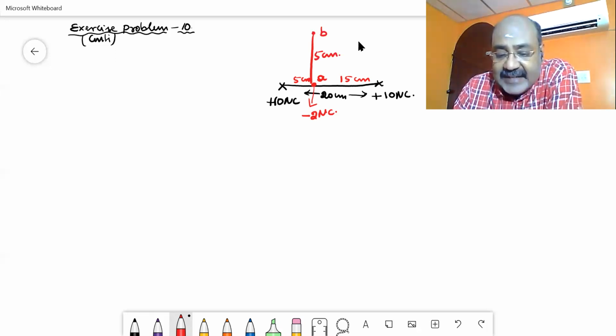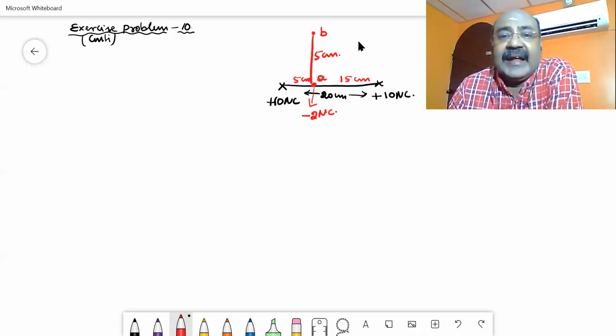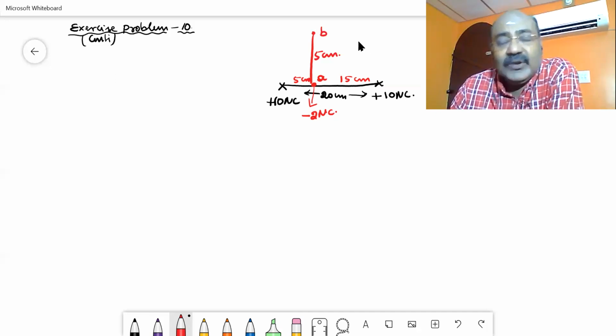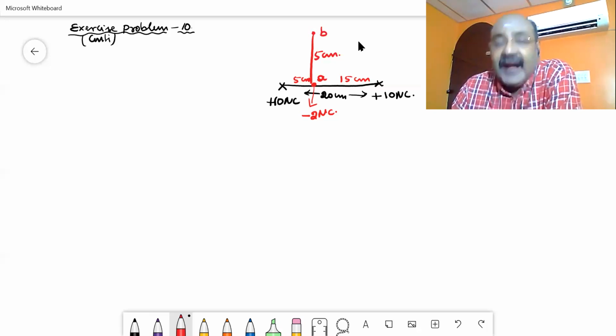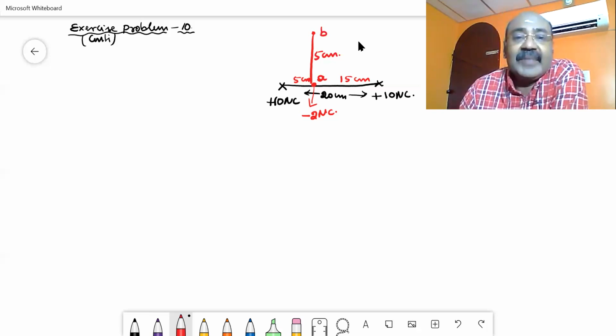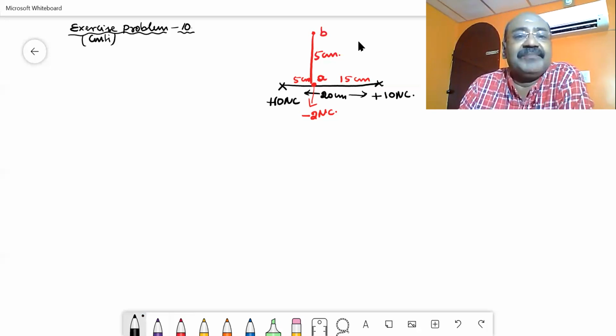Calculate the change in potential energy of the system. Change in potential energy is nothing but the work done in taking a charge of minus 2 microcoulomb from point A to point B. So the change in potential energy of the system is asked. Interpret your answer.